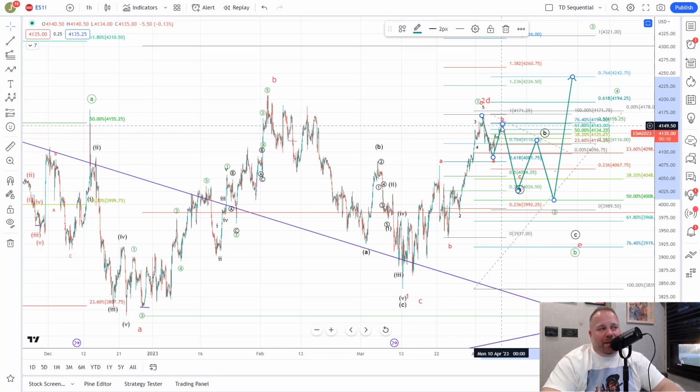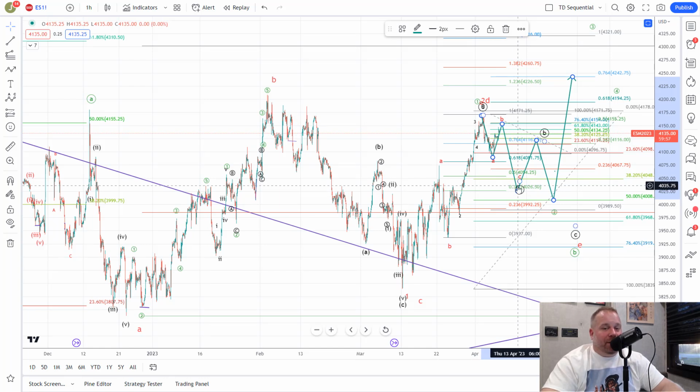And we have 3 basically paths that we can look at. The first would be the triangle where we're starting this E wave down, and we would look for this C wave down to 4050 to get that started. The second would be that we're in a wave 2, and we'd also look for the C wave down to around 4050 to get that started.